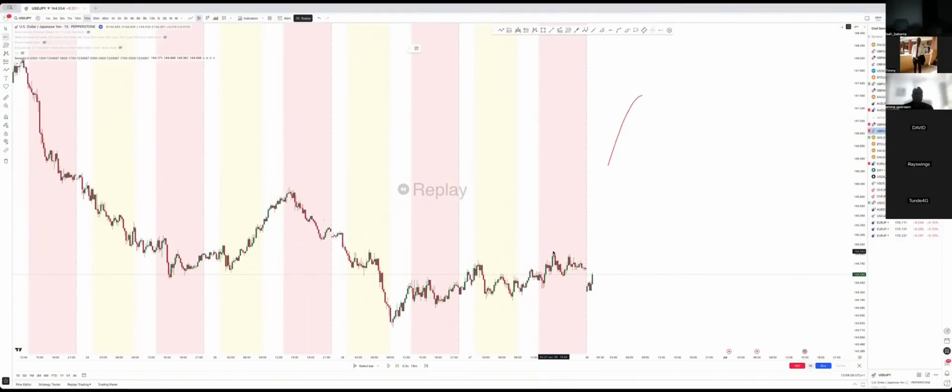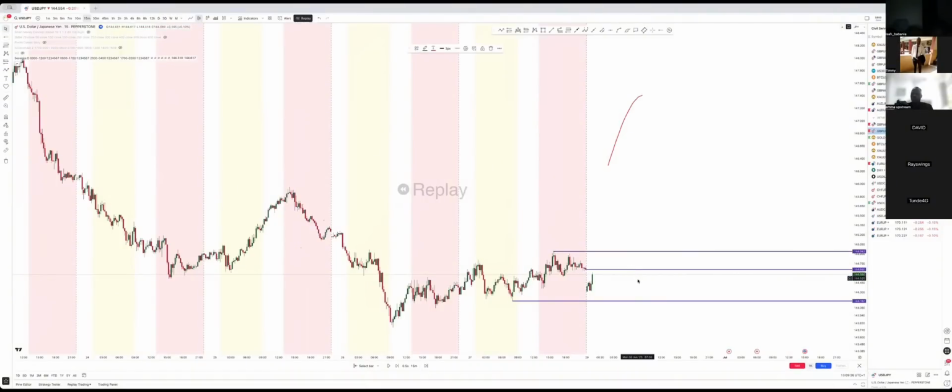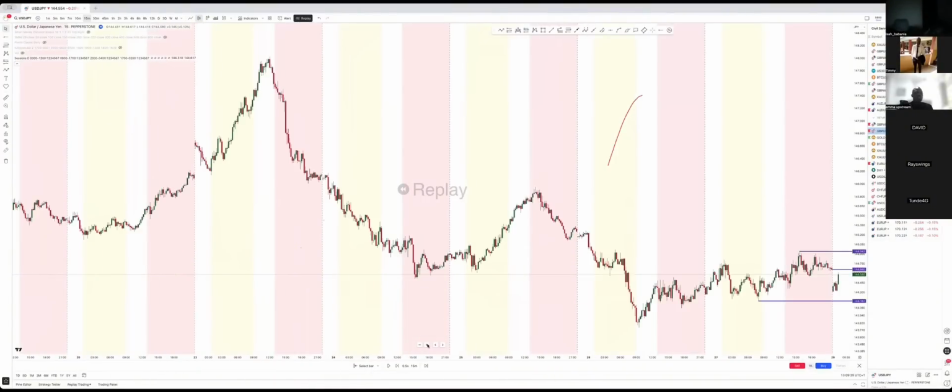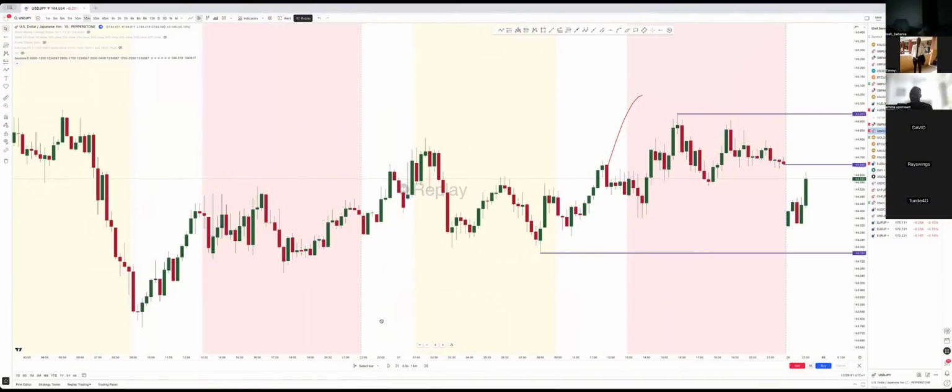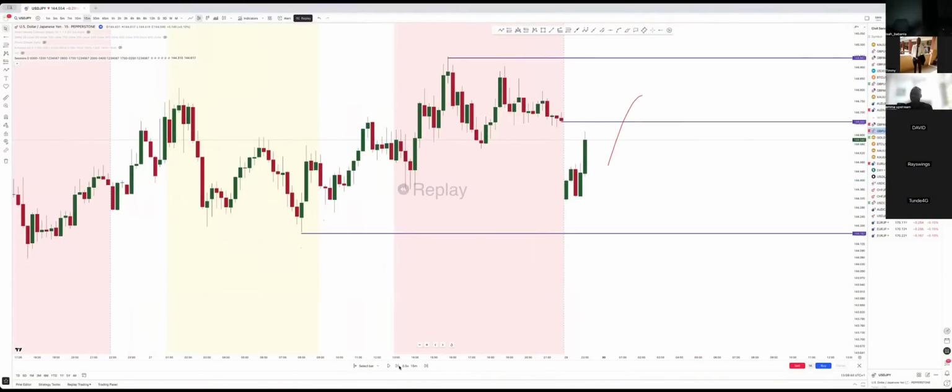So let's mark the highest point. Let's mark the lowest point, which is here. Let's mark the closing price, which is here. Okay. So let's wait for the Tokyo session. Okay, this is the Tokyo session. So let's wait. Not yet. It looks like it, but not yet.